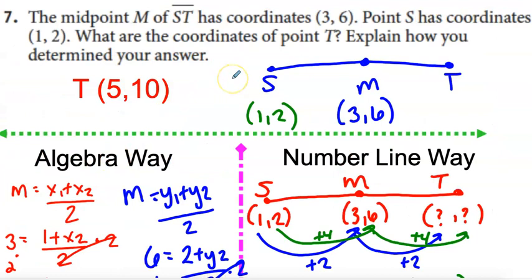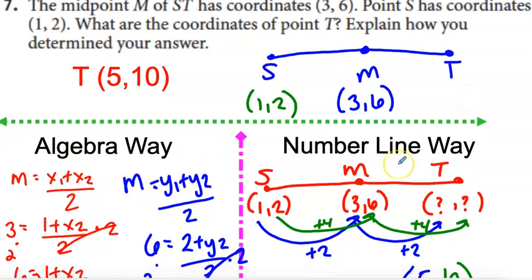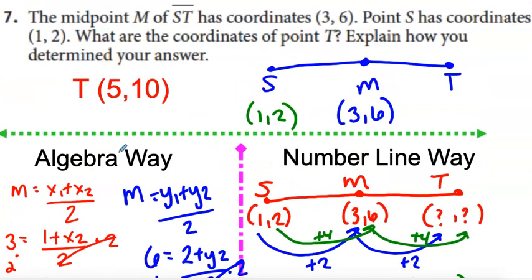Number 7, midpoint M of the line segment ST has the coordinates 3, 6. So the midpoint is at a 3, 6. Point S is at a coordinate of 1, 2. How would you find the other endpoint? So there's 2 different ways. There's an algebra way and a number way. Algebra way is a little bit more work, but I'll walk you through it.